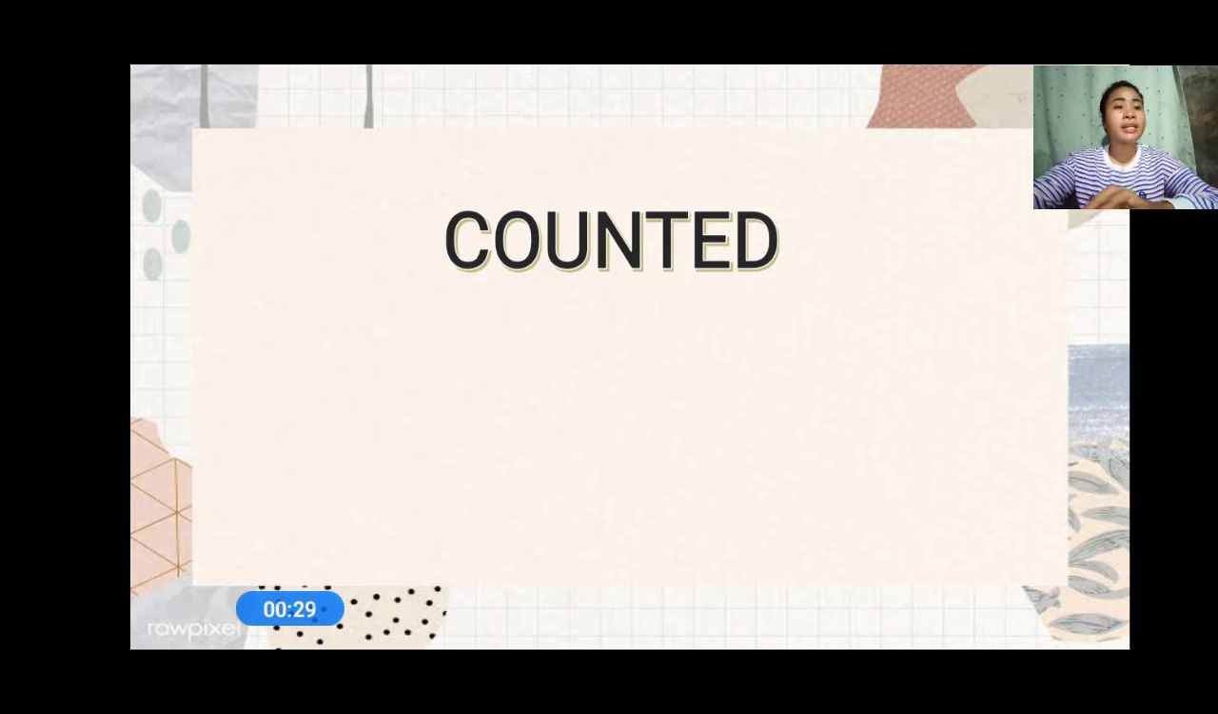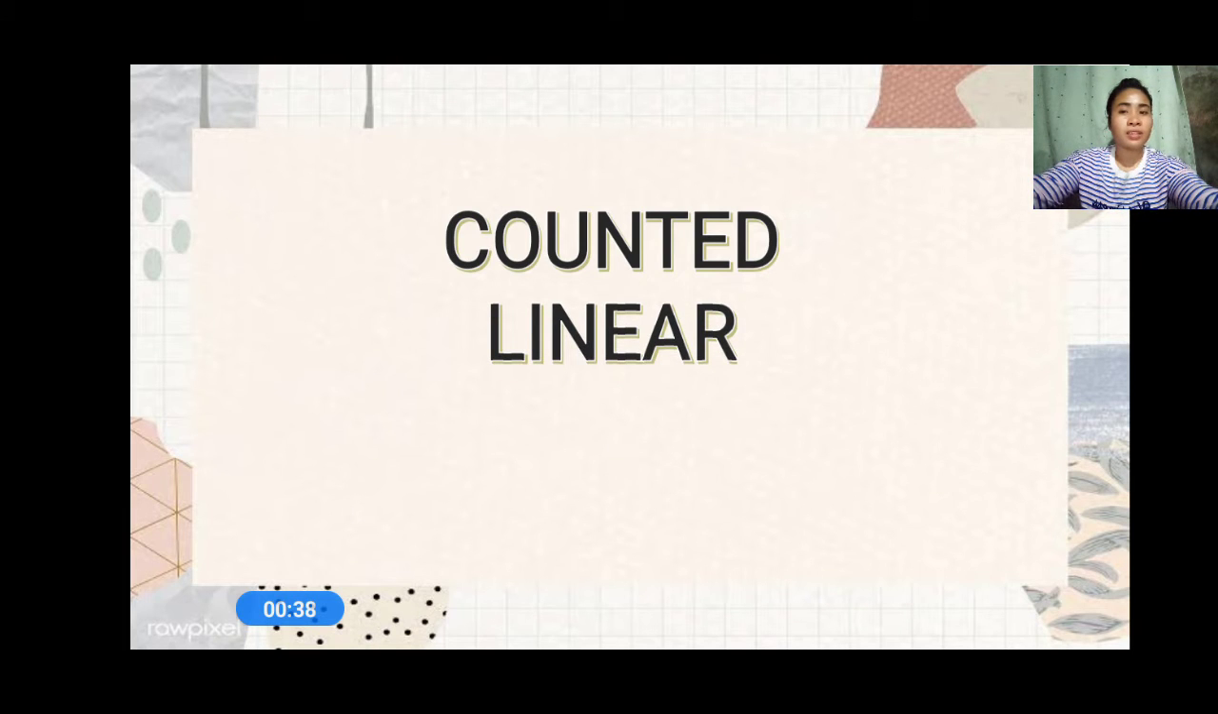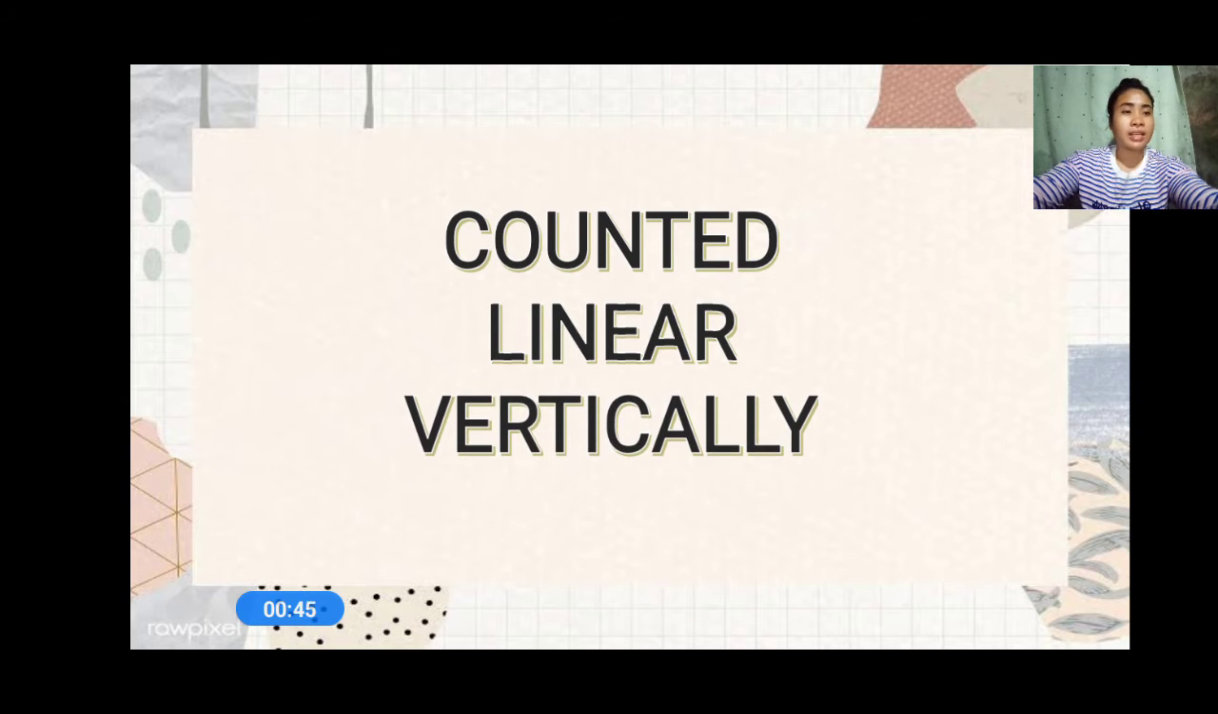So, everyone, counted. Okay, again, counted. And then we have linear. Everyone, let us read linear. And then we have vertically. Everyone, let us read vertically. So the words are counted, linear, and vertically. Now, do you know the meaning of the words?